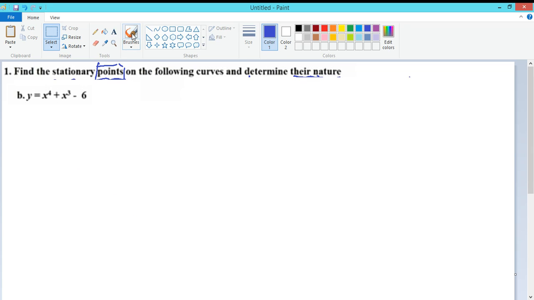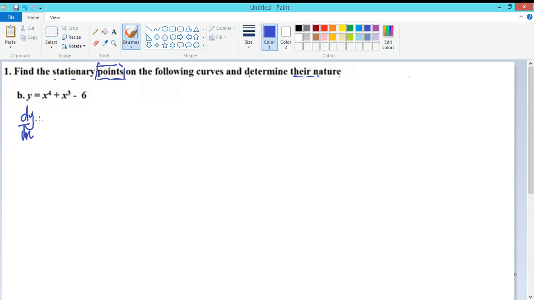The B, the equation is y is equal to x to the power 4 plus x cubed minus 6. Good. The same preamble: we are looking for the turning points and the nature. So we have to differentiate the function.